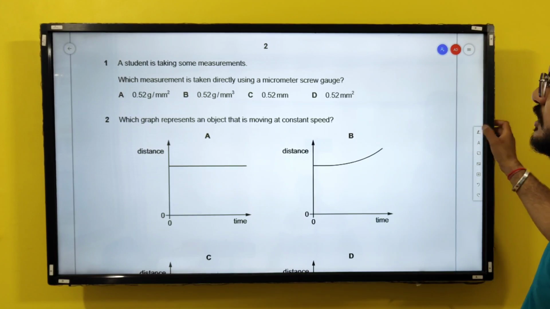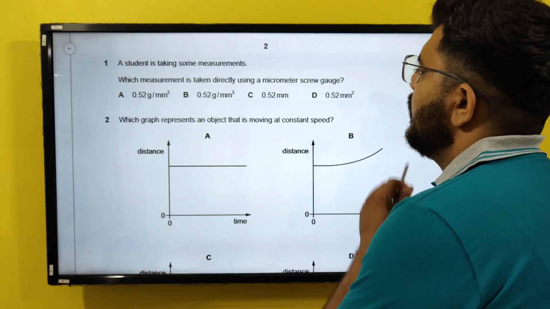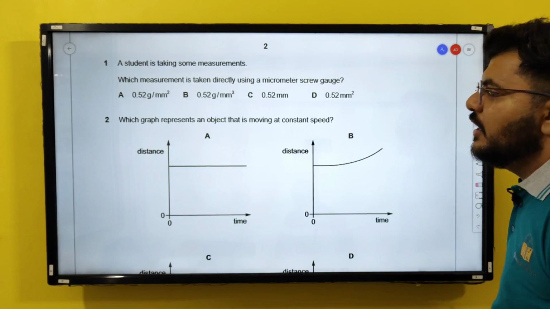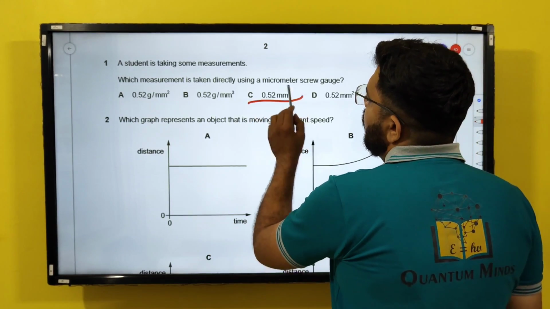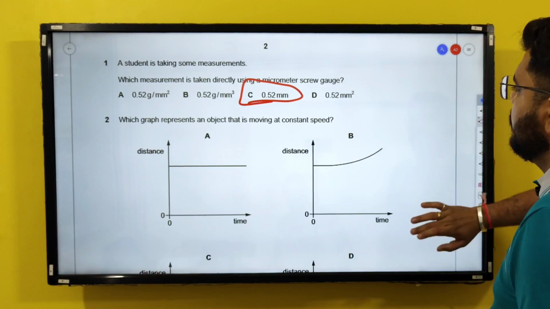So the first question says a student is taking some measurement. Which measurement is taken directly using a micrometer screw gauge? Only length can be measured, right? Only option C is length, so that is straightforward your answer.